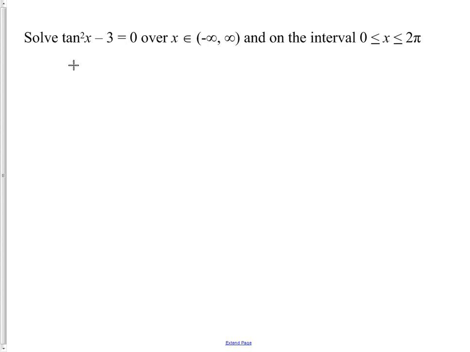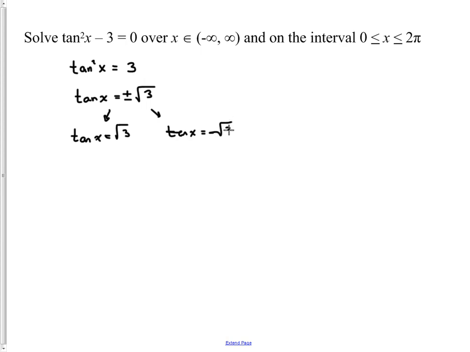Well, our equation, tangent squared x minus 3 is equal to 0, when we set tangent squared x equal to 3, and then we take the square root of both sides. Now remember, when we take the square root of both sides to isolate tangent, as we should, we're going to get two possible solutions right here, positive and negative square roots of 3. So we're actually going to have two solutions that we're going to have to find. The first one is for tangent of x is equal to the positive square root of 3, and for tangent of x is equal to the negative square root of 3.